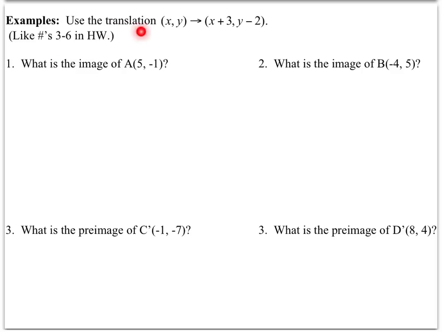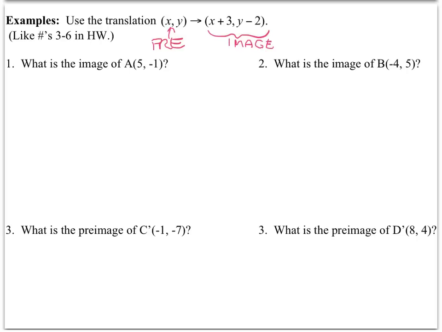We can describe any translation using the coordinate plane and coordinates, so x, y coordinates. And this translation given is going to take any x, y value, add 3 to the x value and subtract 2 from the y value. So let's take a look at what these look like in terms of our homework, which is like numbers 3 through 6, which you will complete. What is the image of (5, -1)? So this x, y, that's the pre-image. And then what it translates over to, this again is the image.